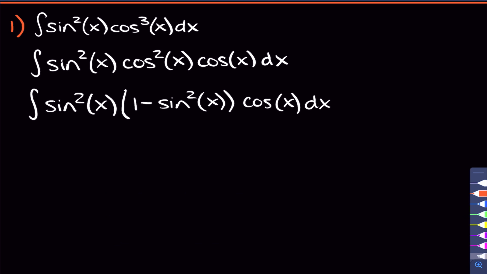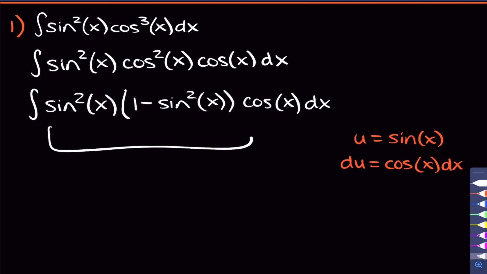So now that we've done that, we can actually go and make our u substitution. Let's make our u sine of x, because from all the work that we just did, we set up our du really nicely as cosine of x dx. So du is cosine of x dx.